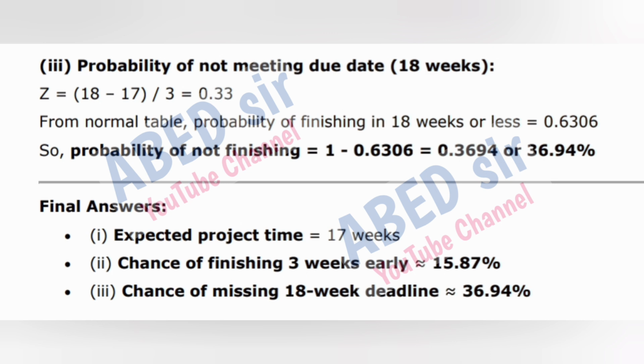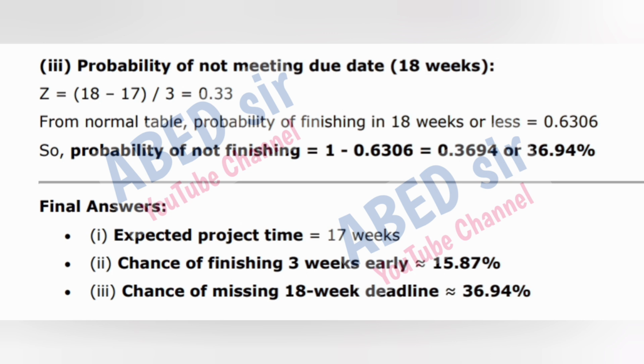3. Probability of not meeting due date, 18 weeks. Z is equal to (18 − 17) / 3, which is equal to 0.33. From normal table, probability of finishing in 18 weeks or less is equal to 0.6306. So, probability of not finishing is equal to 1 minus 0.6306, which is equal to 0.3694 or 36.94%.